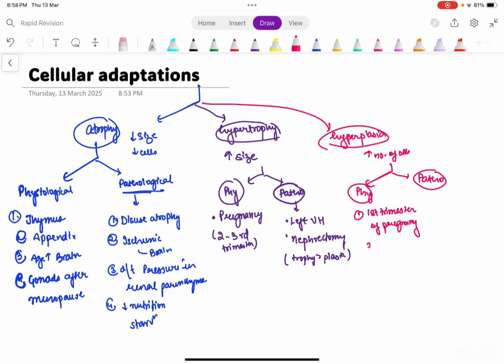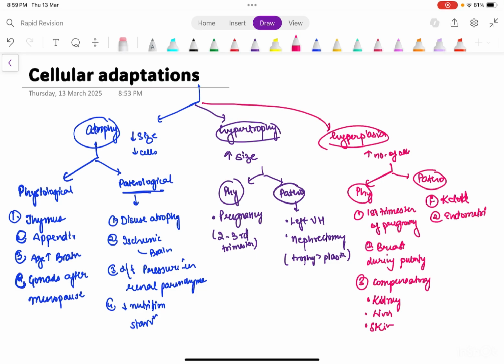Then coming on to second is growth of breast during puberty. Then compensatory hyperplasia: if you lose a kidney, there will be compensatory hyperplasia of the other kidney which is left. The same can be seen in liver, and skin also. Then coming on to pathological, the most asked question, or what you should know, is keloid, then endometrium. Third is warts. Warts are seen in human papillomavirus infection.